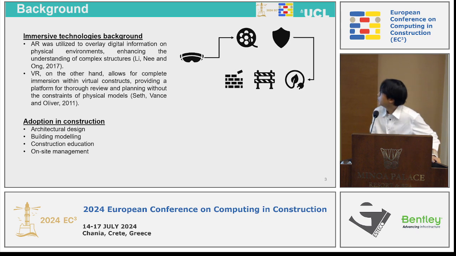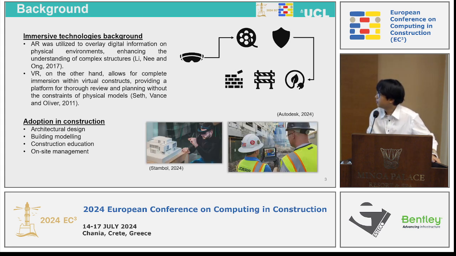And they were both adopted in entertainment and animation in the last century, and in the 21st century they are more adopted in engineering fields, such as construction. For example, architecture design and building modeling are the two main aspects of the adoption in construction. The architects and engineers can use VR or AR tools to adjust the model in real time, and they can also get the information feedback straight away. And also this immersive technology can be used in construction education, safety training, and on-site management.